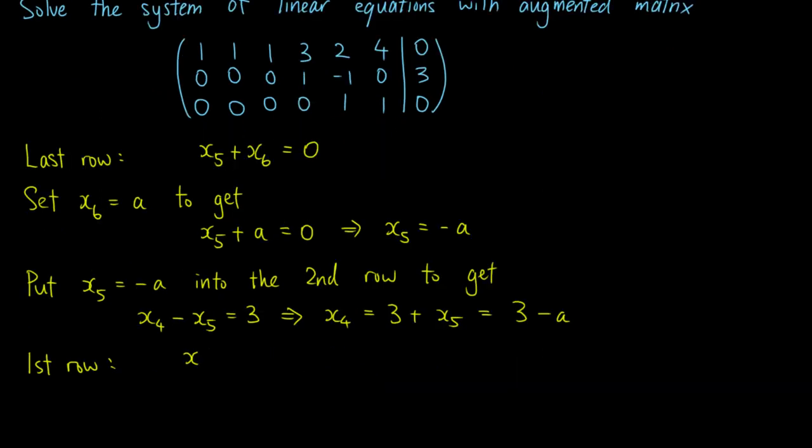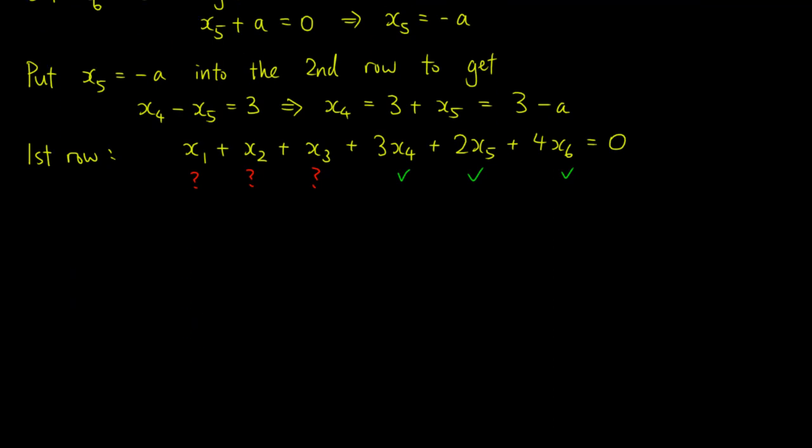Now we look at the first row, which states that x1 plus x2 plus x3 plus 3x4 plus 2x5 plus 4x6 equals 0. We already know x4, x5, and x6 in terms of a, but we have yet to find the values of x1, x2, and x3. We see that we have to assign 2 more parameters to x2 and x3, and after doing so, we can express x1 in terms of the parameters already defined.